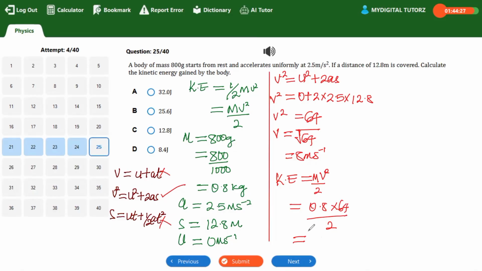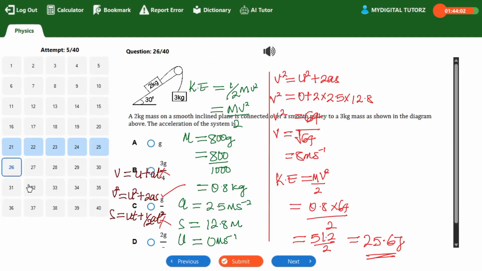64 multiplied by 0.8. That will give us 51.2, all divided by 2. When you do that, that should give us 25.6. That is 25.6 joules. I hope this is understood. So that is about question 25, and the correct answer is option B.